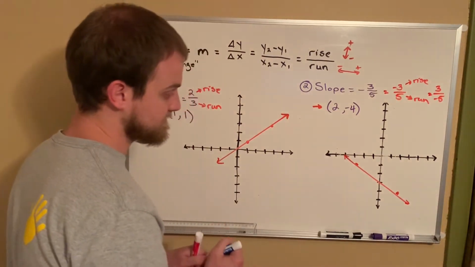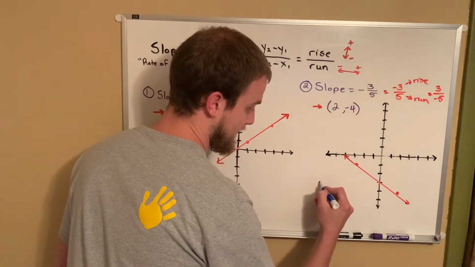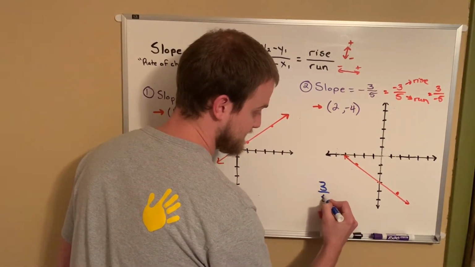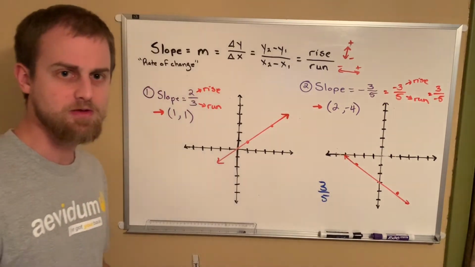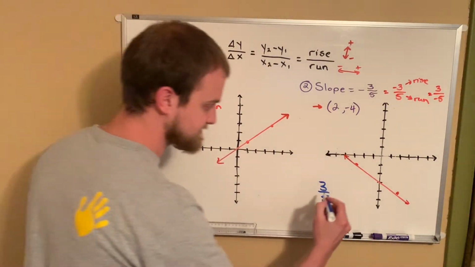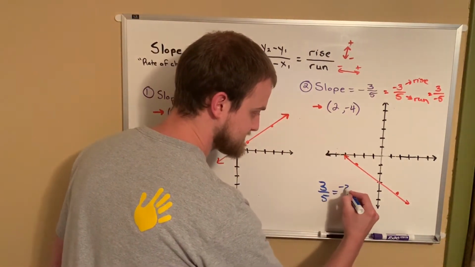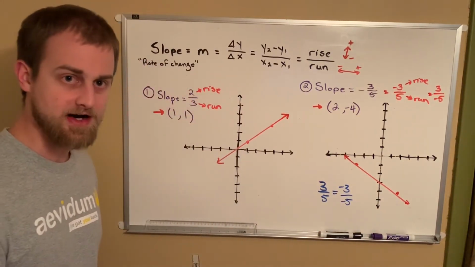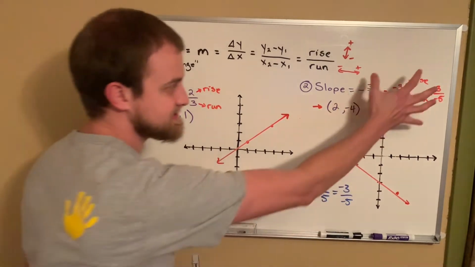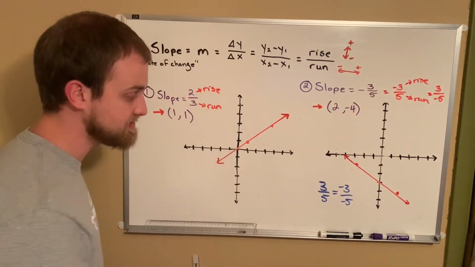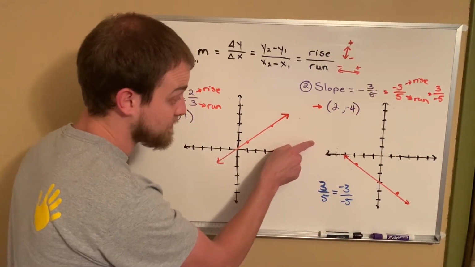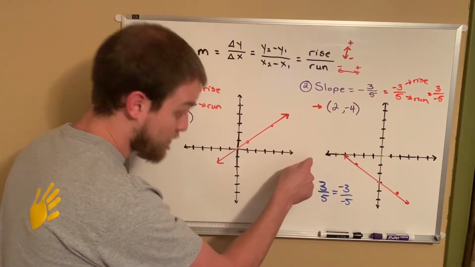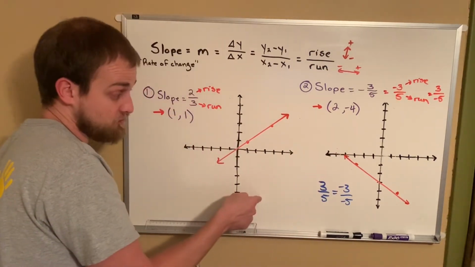Well, of course you can. What if we had positive 3/5? What's another way that we can think about positive 3/5? Well, isn't that equivalent to -3 over -5? Right? So using this kind of idea, we can do the same thing with positive. So instead of rising 3 and running 5, we could rise -3 and run -5.